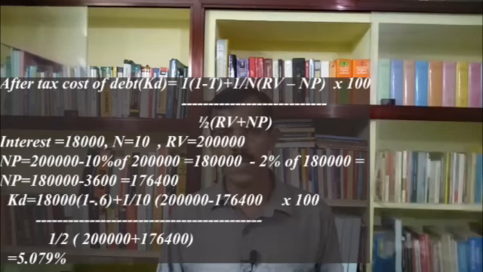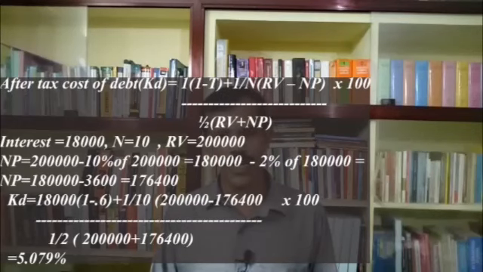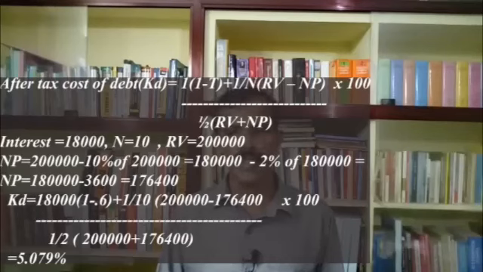So 2 lakh minus 10%, 10% of 2 lakh is 20,000. 2 lakh minus 20,000 is equal to 1,80,000. From that 1,80,000 we have to deduct this flotation cost of 2%. 1,80,000 into 2% we know is 3,600. So our NP is equal to 1,80,000 minus 3,600, that is equal to 1,76,400.